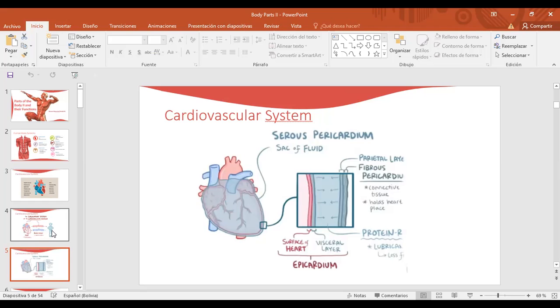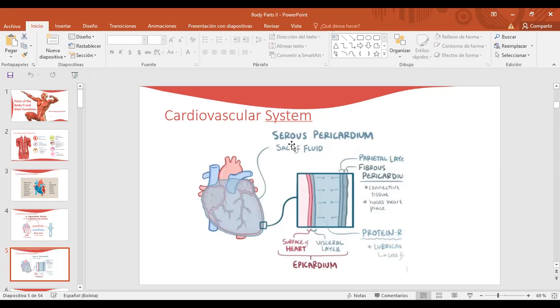Oh yes, about the layers of, no, the types of the pericardium. Okay, I don't know how to say the serous layer. This one? I don't know how to say serous or fibrous. Yes, you pronounce them correctly.